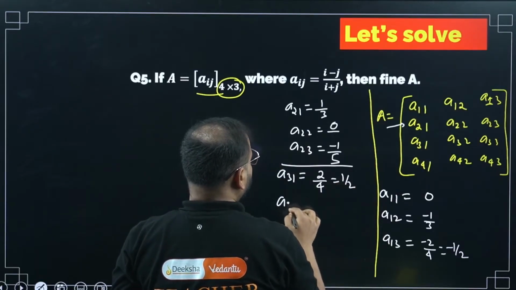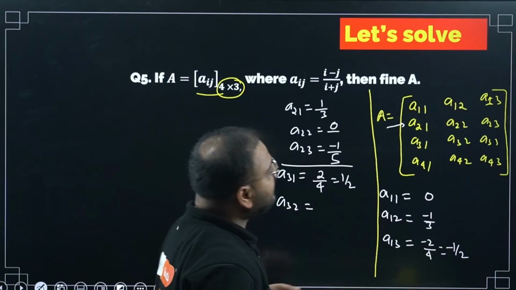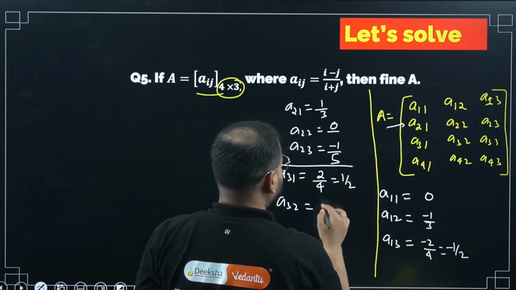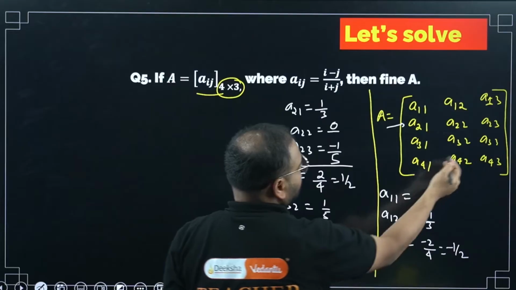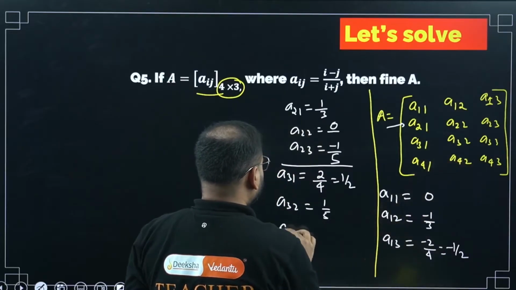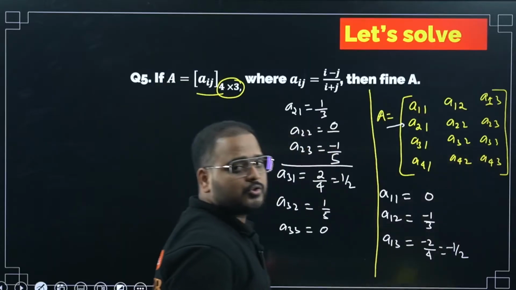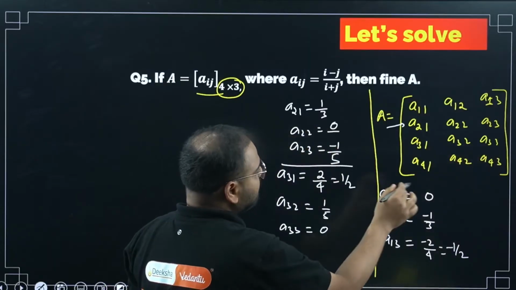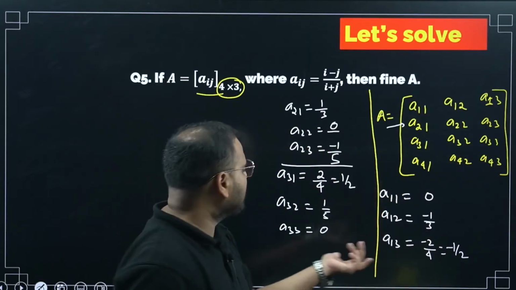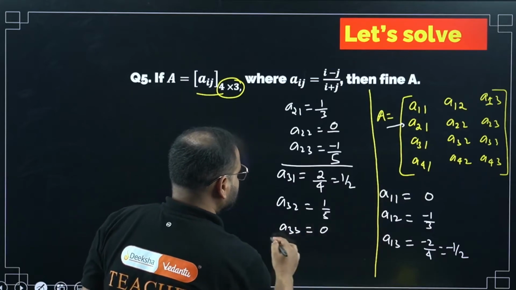What about A32? Sir, A32 will be 3 minus 2, so 1, and 1 by 5 because the sum of 3 and 2 is 5. What about A33? A33 is 0 because 3 minus 3 is 0. So the denominator doesn't matter. Denominator will be some number, and 0 by something is 0 only. This is also covered, sir.